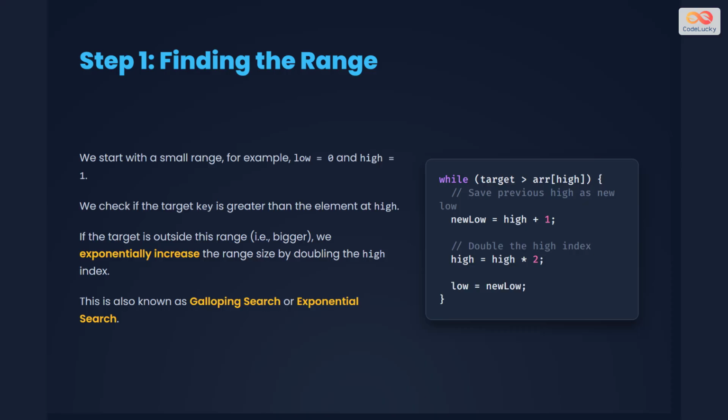Let's focus on finding that range. We start with a small window, say from index 0 to 1. We compare our target with the element at the high index. If our target is still larger than the element at high, it means we are looking too early in the array. So, we exponentially increase our search space by doubling the high index repeatedly.